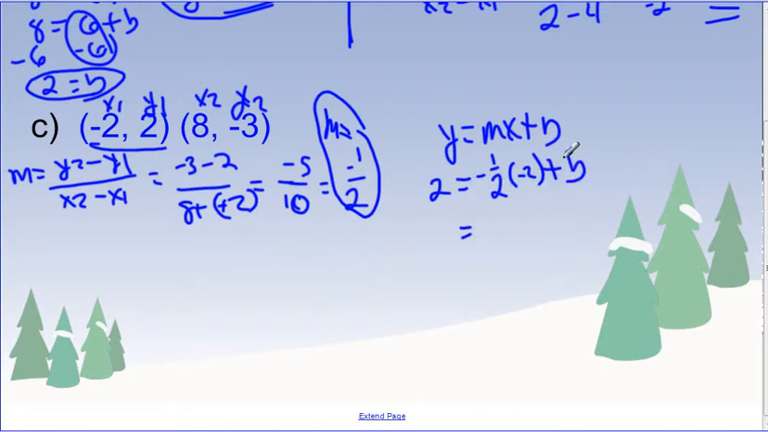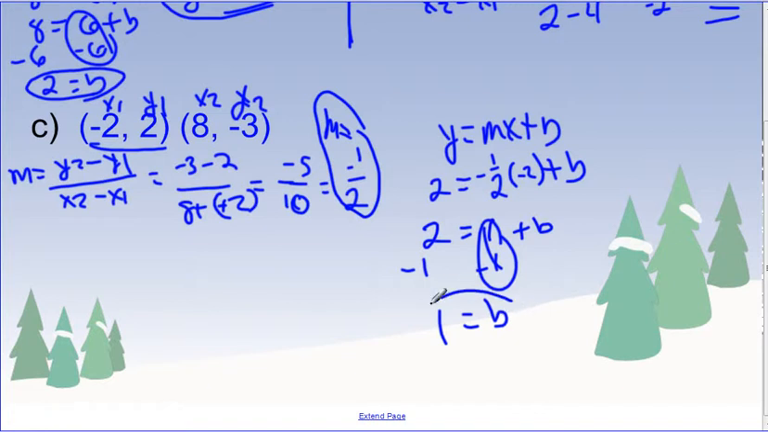Negative 1/2 of negative 2. If you take your handy-dandy calculator and multiply, you will get a positive 1. Half of 2 is 1. Negative times negative is positive. And now to get our b by itself, we're going to minus 1 on both sides. These cancel out. b equals 2 minus 1 is 1.